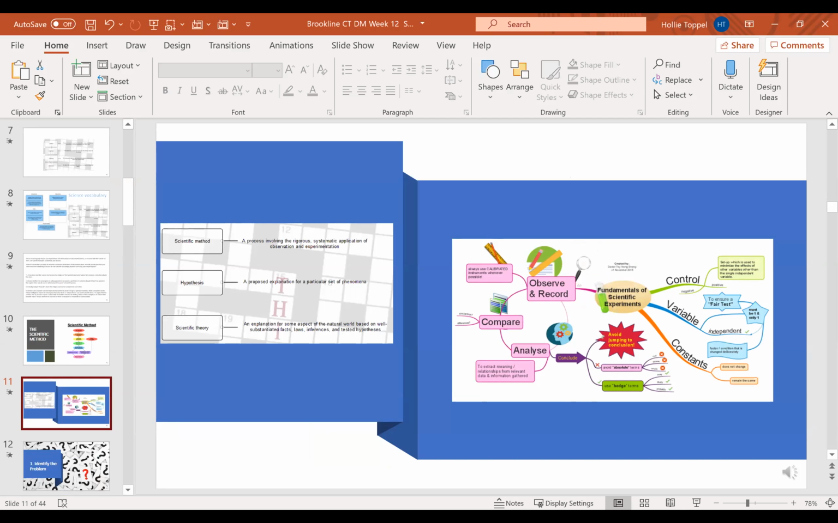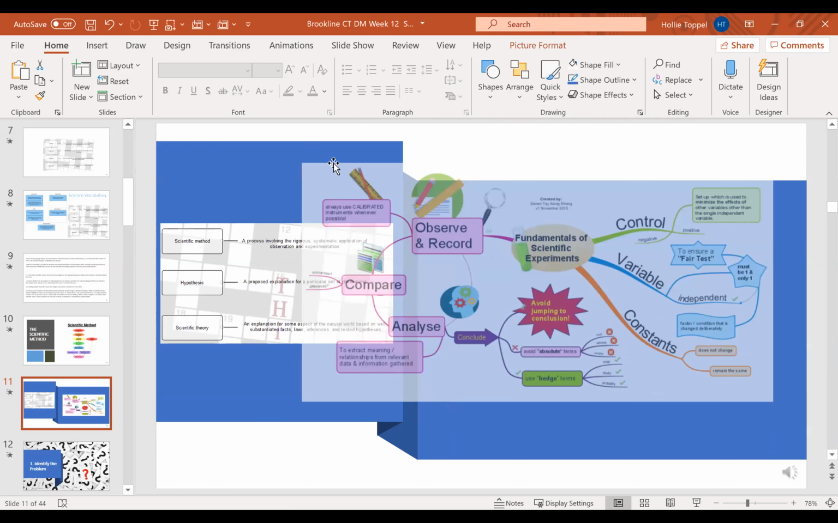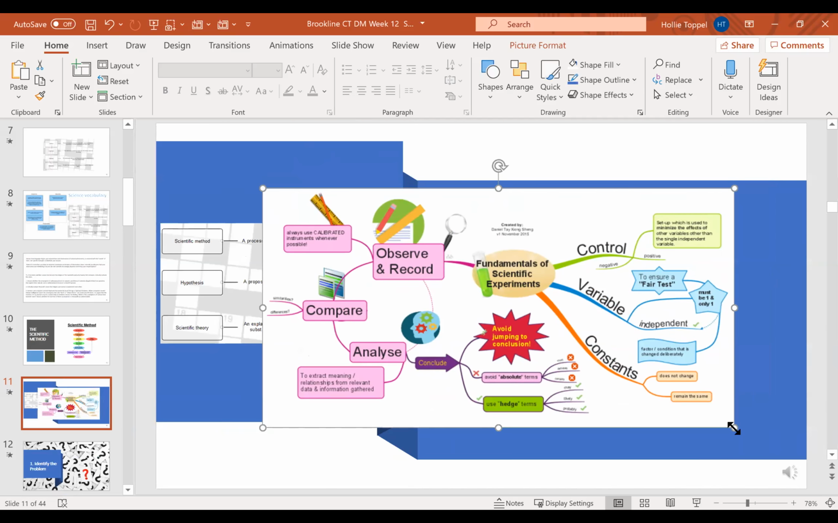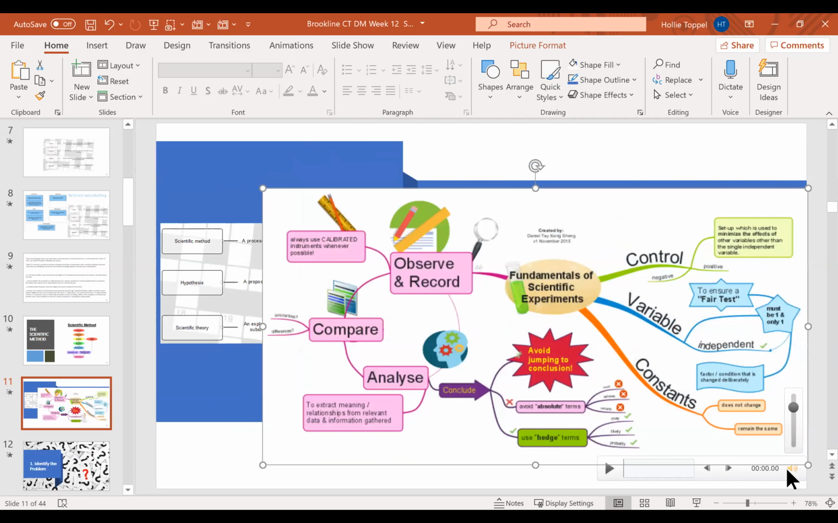This is also MindTap, and here's your definitions from MindTap. And here is more on the scientific method. I'm going to make it bigger so I can read it. And it's also the fundamentals of science.